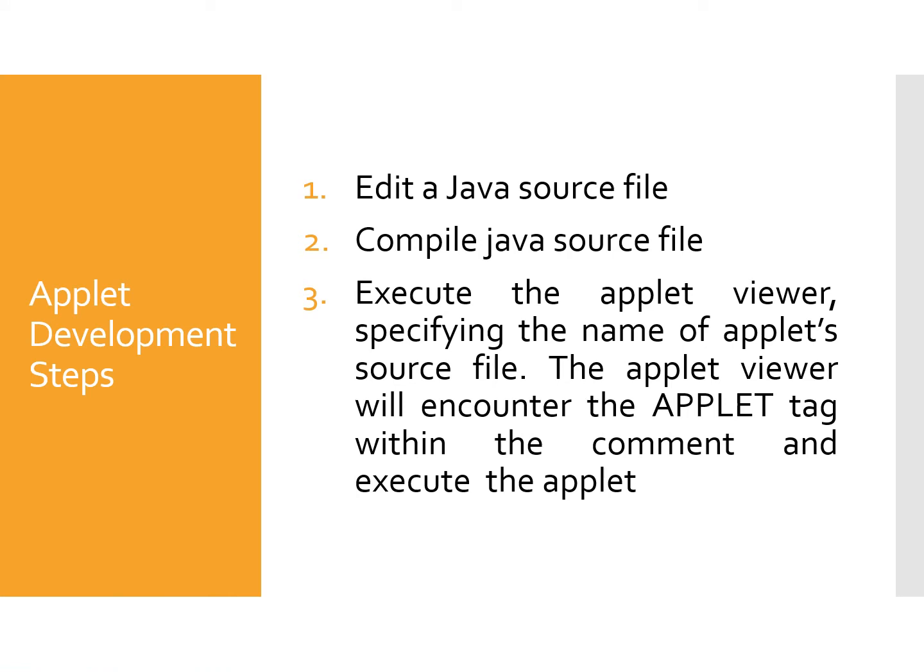Applet development follows 3 steps. First, edit a Java source file, then compile it, and the third step is execution. You can execute it through the Applet Viewer. Execute the Applet Viewer specifying the name of the applet source file. The Applet Viewer will encounter the applet tag within the comment and execute the applet. So we'll follow these 3 steps. We'll write our first applet program. Let us write, compile and execute an applet.